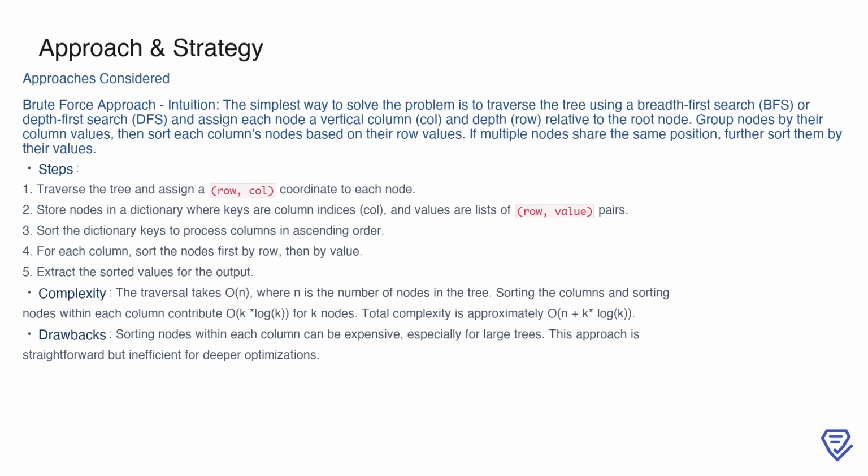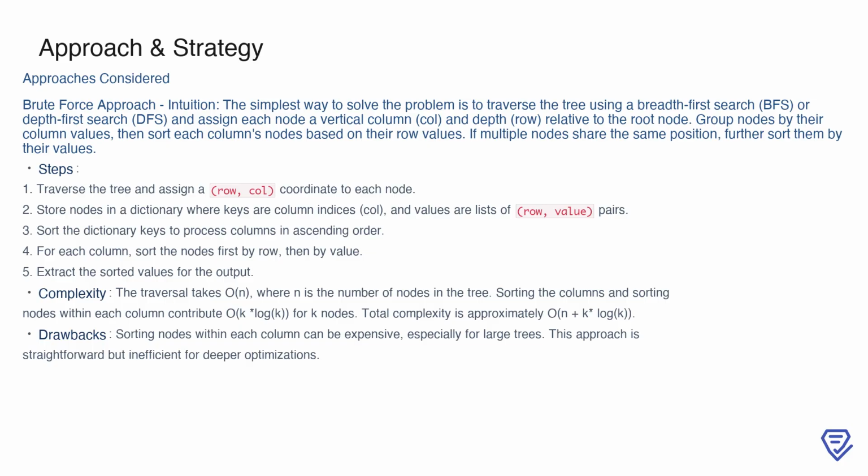To solve the vertical order traversal problem, we first consider a brute force approach. The main idea here is to assign each node in the binary tree a vertical column and depth based on its position relative to the root. This involves traversing the tree using either breadth-first search or depth-first search. As we traverse, we group nodes by their column indices. Each column holds a list of nodes, and these nodes are sorted first by their row value to maintain vertical alignment. If multiple nodes share the same position, they are further sorted by their values to ensure a consistent order. Once all nodes are processed, we extract the sorted values for the output.